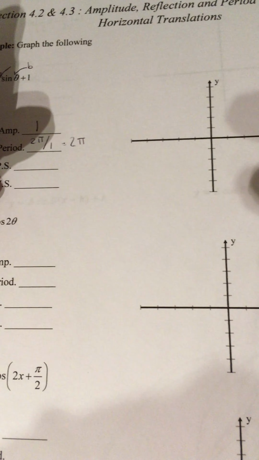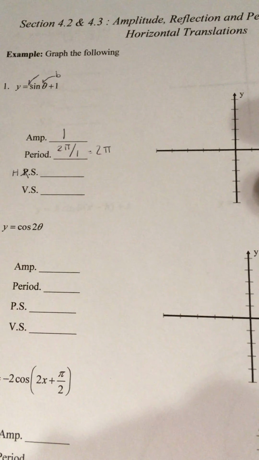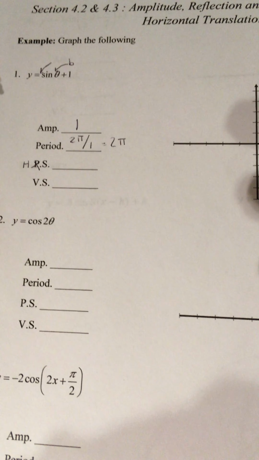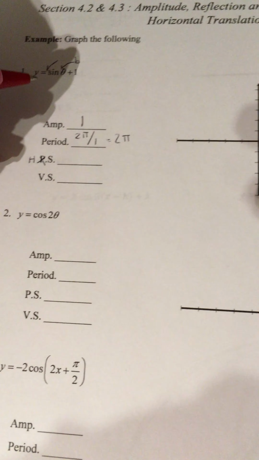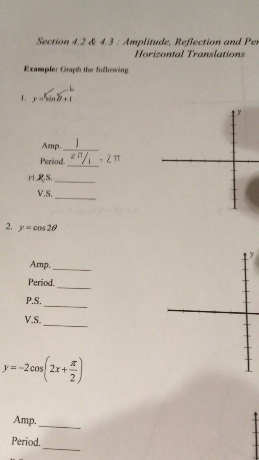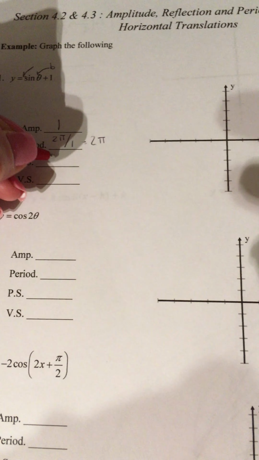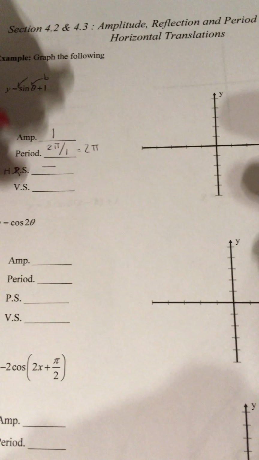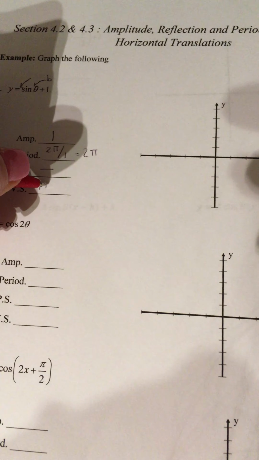Your notes should say HS, for horizontal shift. I just printed out an old copy. For horizontal shift, there is none. If you look down at number 3, that's an example of a horizontal shift. It'll be in a parenthesis. So if there's not a parenthesis there, you don't have one. So we'll just leave that blank, and then our vertical shift is plus 1.